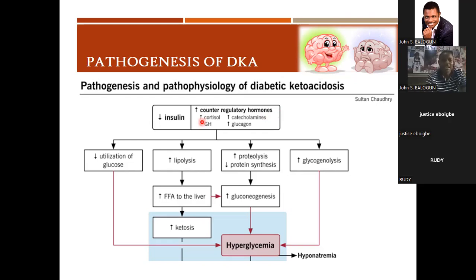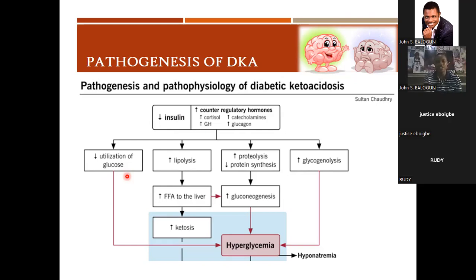Now, with the reduced level of insulin, remember I told you in the previous slide that insulin serves as a key to the door that opens for glucose to leave the plasma into the cells. So what happens? There is reduction in utilization of glucose. Glucose is so much in the blood, in the plasma, but it cannot be used by the cells. This is a typical example of somebody starving in the midst of abundance. There's a lot of glucose in the plasma, but the cells are starving. They cannot make use of the glucose.